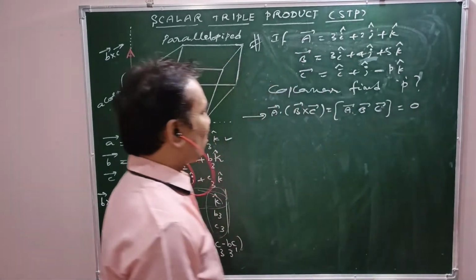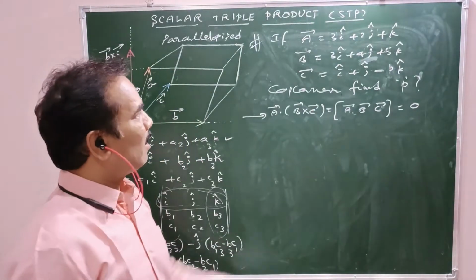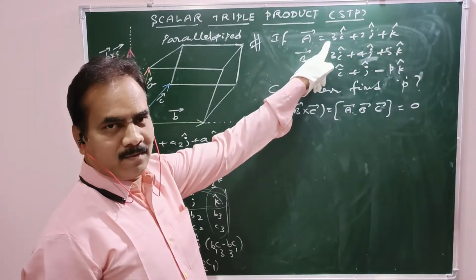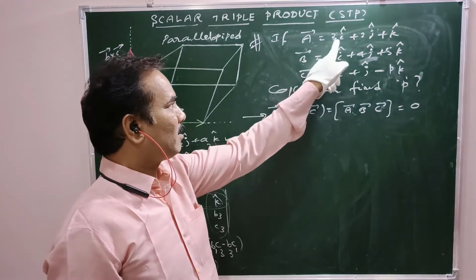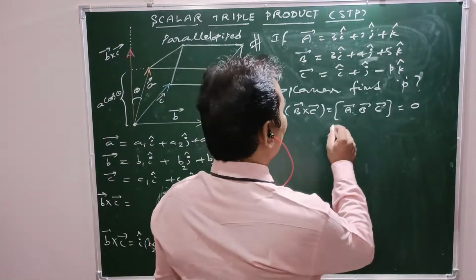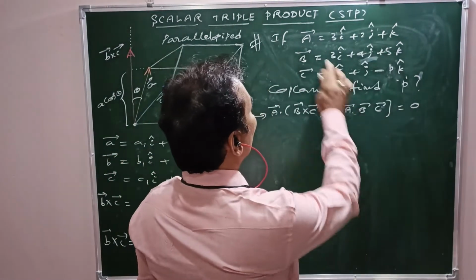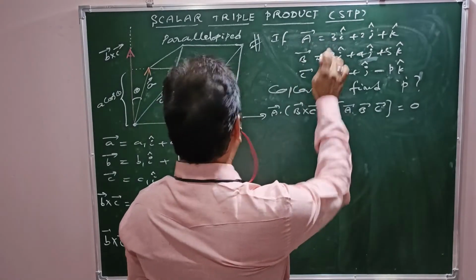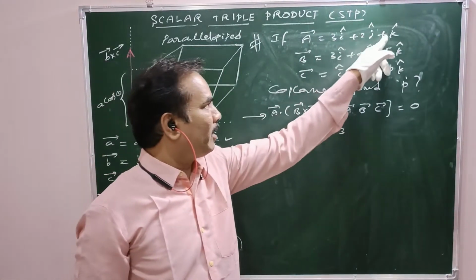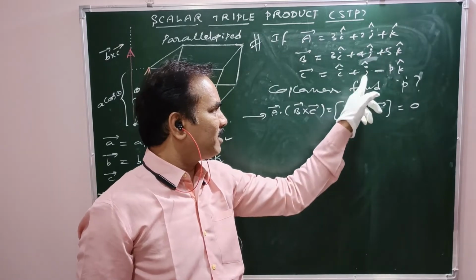Now what is bracket A bar, B bar, C bar? First of all, write the components of A bar: 3, 2, 1. First vector, second vector, third vector. First vector components A1, A2, A3; B1, B2, B3; C1, C2, C3.